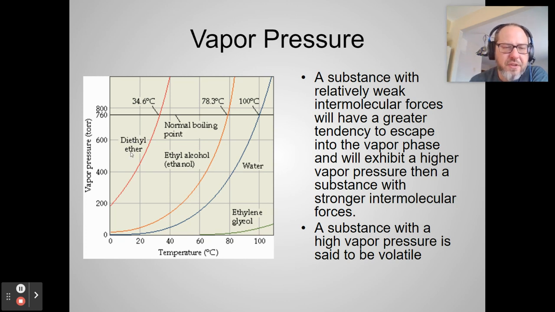Because diethyl ether has polar bonds, right? It has dipole-dipole attractions. But ethyl alcohol has hydrogen bonding abilities, right? And water has even more hydrogen bonding abilities. So it's going to have even stronger attractive forces, and so lower vapor pressure.